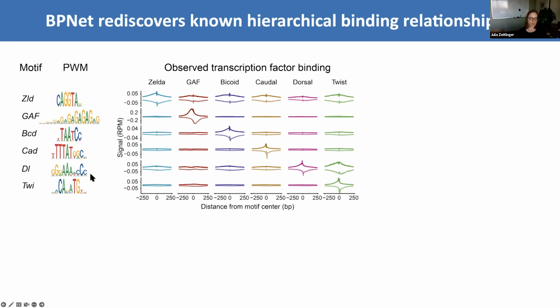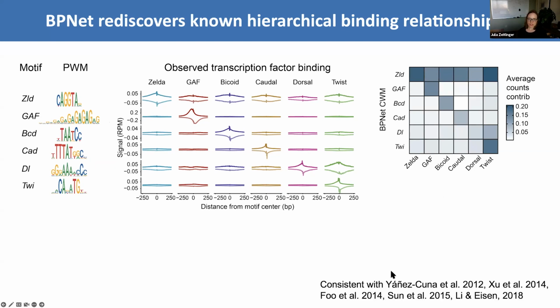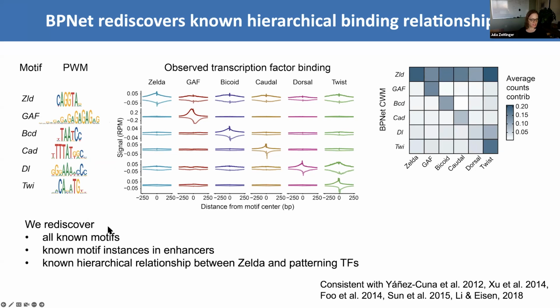And sure enough, the model learned the known motifs, and it also learned the relationship between them. So it learned that Zelda was really important. This is the motif itself, and this is the importance for the binding of these transcription factors. And we can see that Zelda is important for the binding of all the transcription factors. GAGA, interestingly, even though it's supposed to open chromatin, we do not see that it's important for the binding of the other transcription factors. So this is all consistent. So overall, we did not discover new motifs.